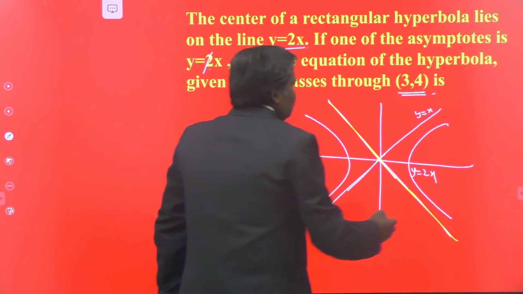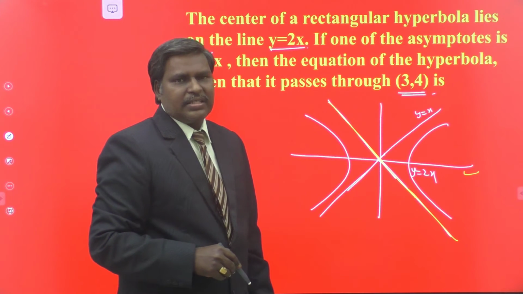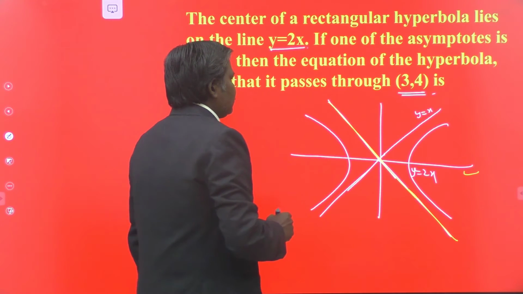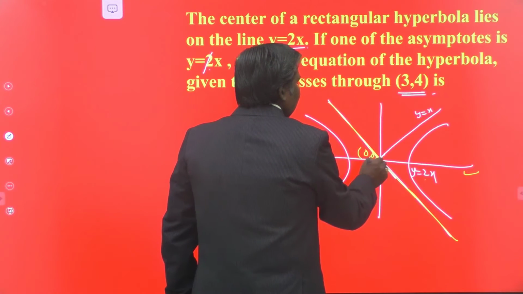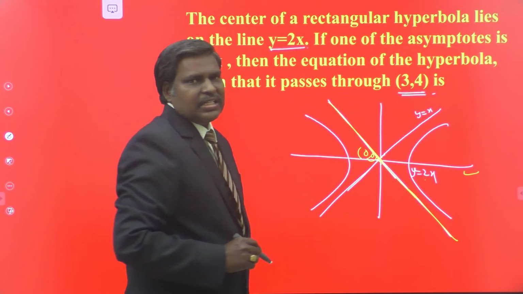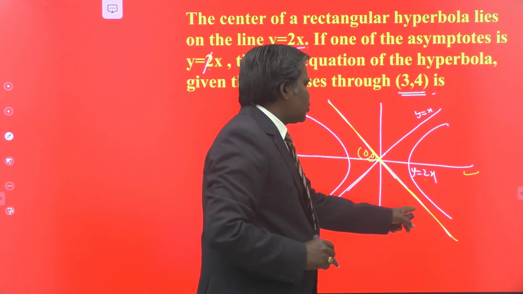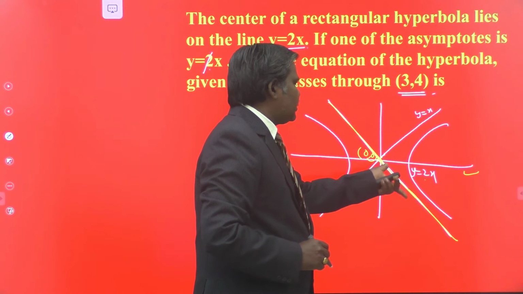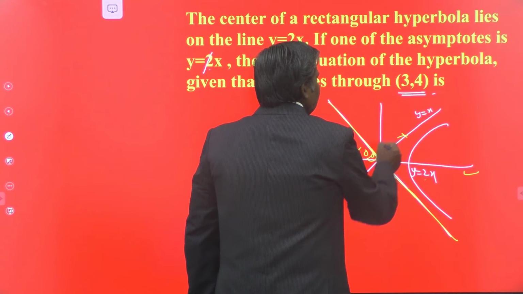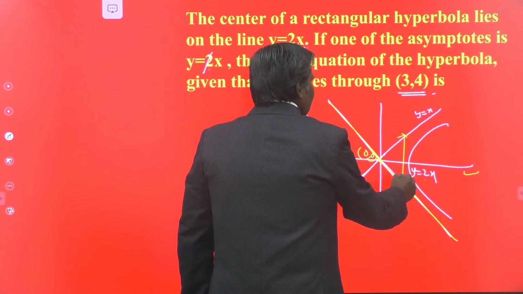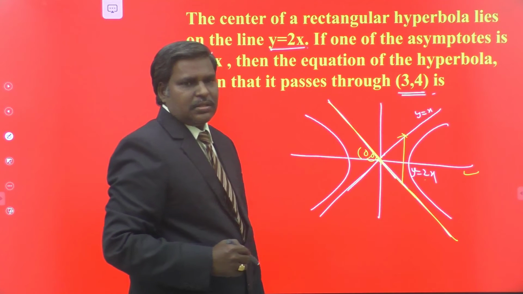All of you know that the axes are the angular bisectors of the asymptotes. By solving these two equations, we obtain that the origin is the center of the hyperbola. We have to find the line equation. Once you have any point on this line, you can easily write the angular bisector. For that, you take any point on this asymptote and find the image of that point with respect to this line y is equal to 2x.